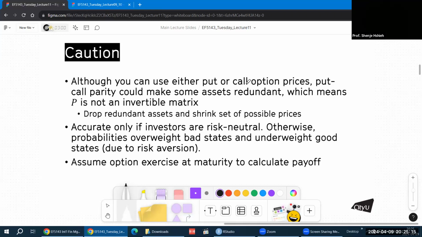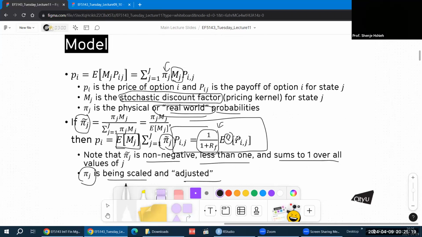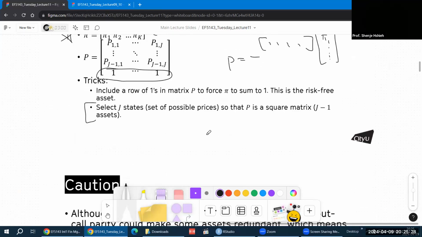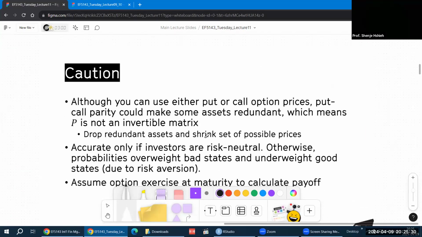So let me say that again. In this payoff function, I did not say what the asset was, right? I didn't tell you if it was a call or put. In fact, it doesn't matter. But just realize if the assets that you're dealing with are both put and call and they have the same strike price, it's possible you may have redundant assets. If you have redundant assets, then your P matrix will not be able to invert. You cannot invert it, right? Then you cannot solve for pi.